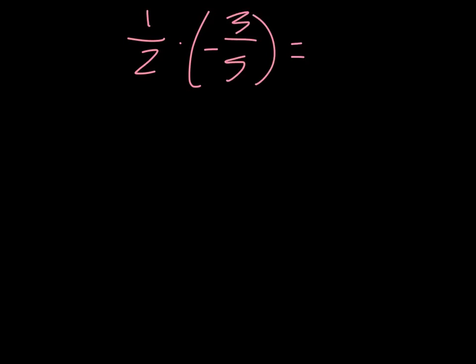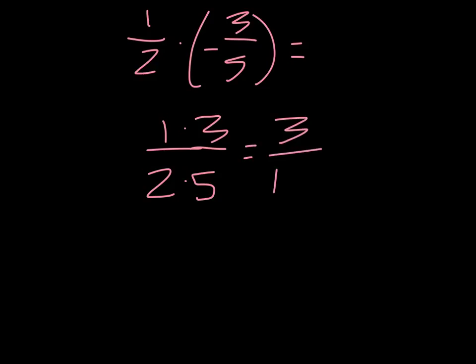Try another one on your own. Make sure you pause the video, try it in your notebook, and then play the video to check your answer. So try 1/2 times -3/5. So we would multiply 3 times 1, 2 times 5. We would get 3/10. And since 1's positive and 1's negative, our answer is -3/10.